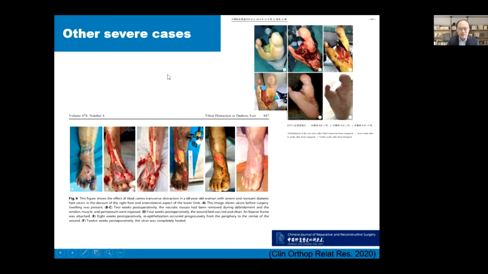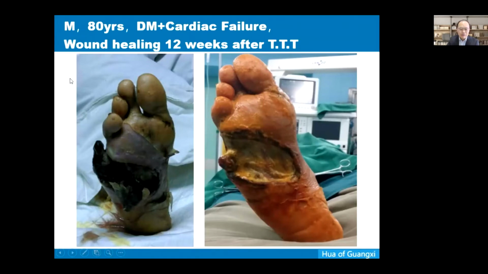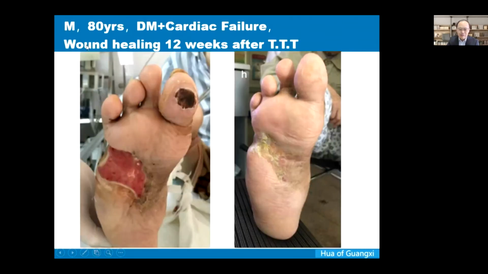Other severe cases are published in the Chinese journal and other journals, such as CORR and so on. Some aged people are okay for the treatment. Here is a patient, 80 years old with cardiac failure, very serious. What to do? Amputation, for the life. We should do some work. With the technique of TTT, the foot situation is better. It's a good result 12 weeks later.